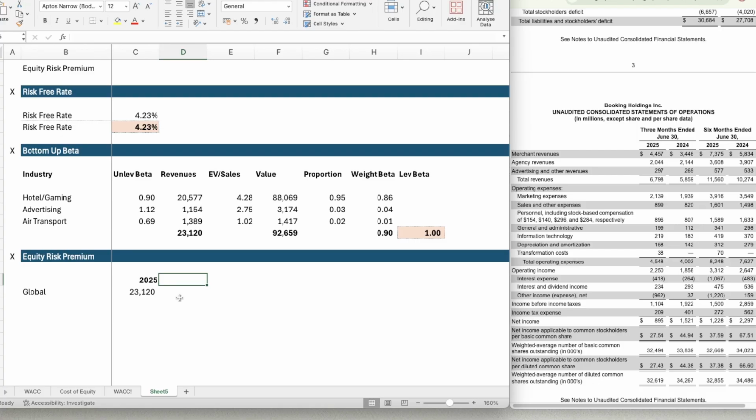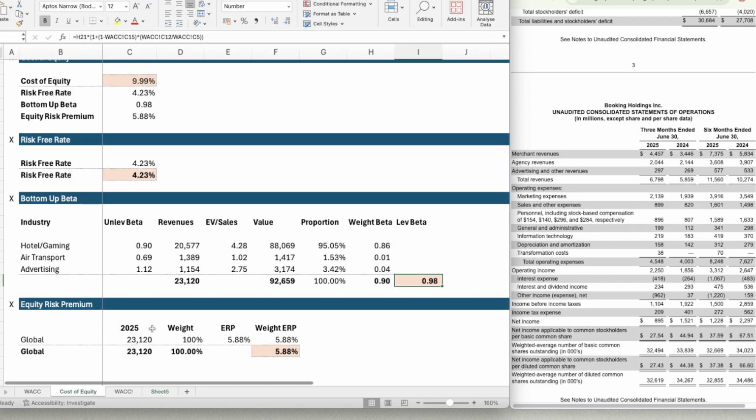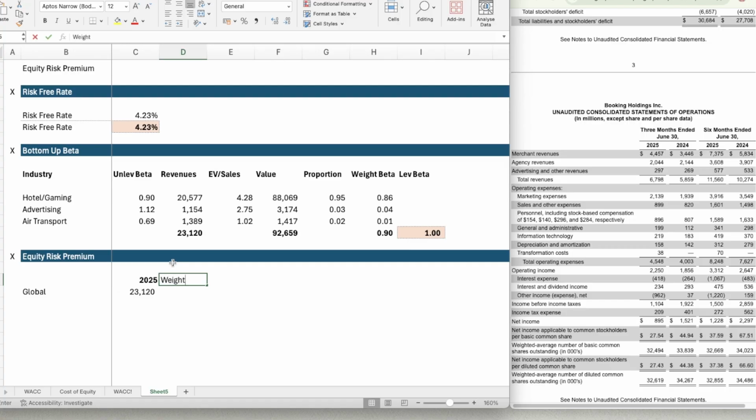Then we have the weighted ERP. Weight, ERP, and weighted ERP. And we'll just center those to make them look a bit neater. And we know this is 100%.